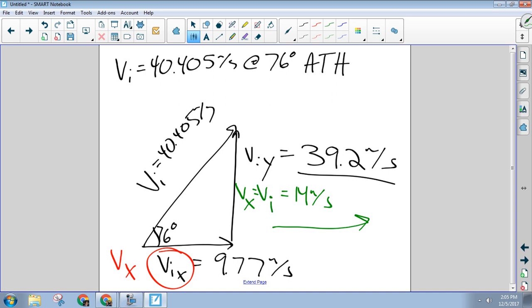Isn't that the initial velocity of the projectile? So then what's your Viy? 0, right? Because it's being launched horizontally. Make sense or no? Questions?